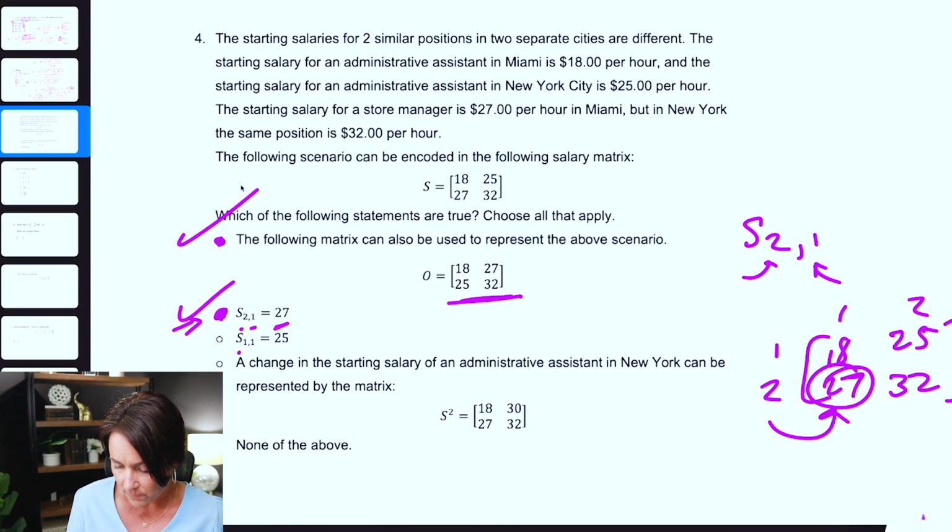Now let's look at this subscript, S1,1. That is row 1, column 1, which is 18. That would be here.